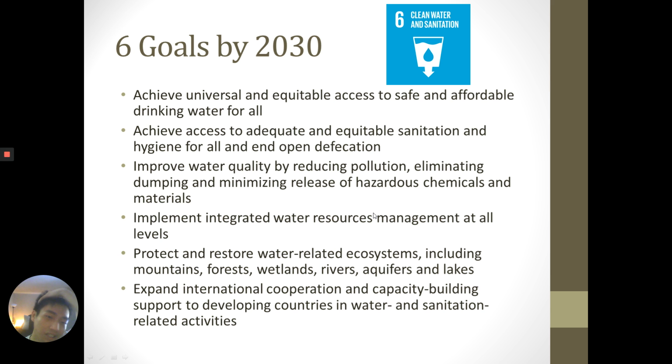And here are 6 goals set by the United Nations by 2030. The first one is to achieve universal and equitable access to safe and affordable drinking water for all. Now, this can be achieved through, let's say, the life straw, or through building a water pond that collects water in a very renewable and consistent way, of course.